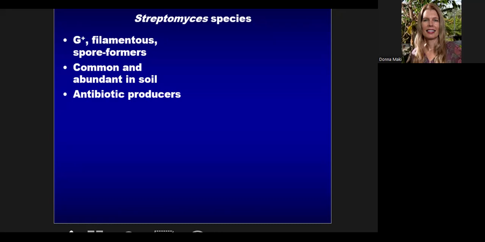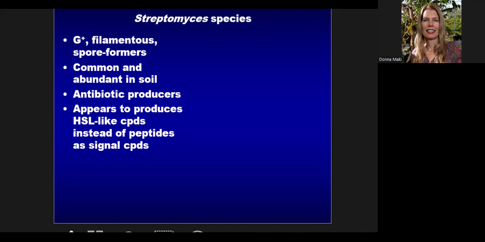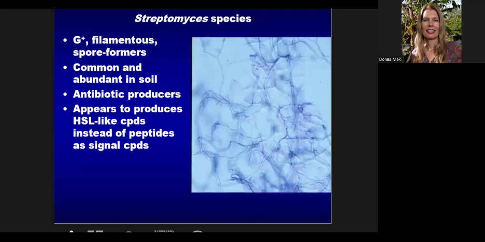So that's one of the reasons why I got very interested in them, because I was interested in using them to help plants defend themselves against pathogens. And often the way to do that is to kill the pathogen through antibiotic use. And so they have to be different. They aren't like the normal gram positives in terms of what the signal is. They are using chemicals that look like homoserine lactones, even though they're not gram-negative bacteria.